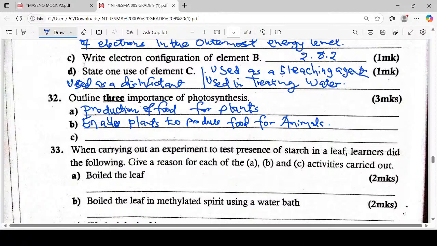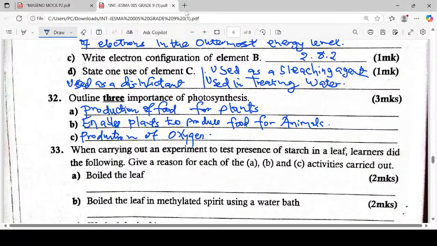Maybe another thing we can talk about is the importance of photosynthesis, production of oxygen, because it's an end product. Production of oxygen. This oxygen is used by organisms for respiration.